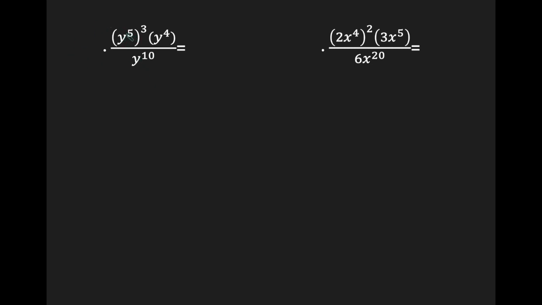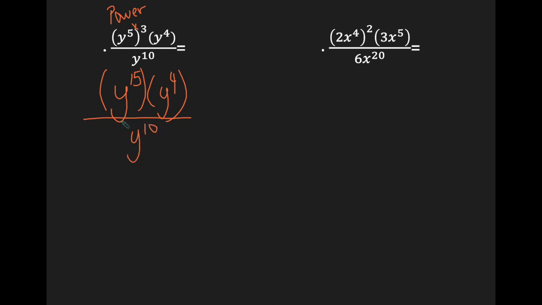Now, whenever you have a base raised to an exponent, and then outside the parentheses you see another exponent, that is your power rule. And the power rule states, when you have a base raised to an exponent and raised to another exponent, you multiply. So this will be y 5 times 3 to the 15. And I'm multiplying by y to the 4, and I'm dividing by y to the 10th. When you see that fraction bar, it means divide.